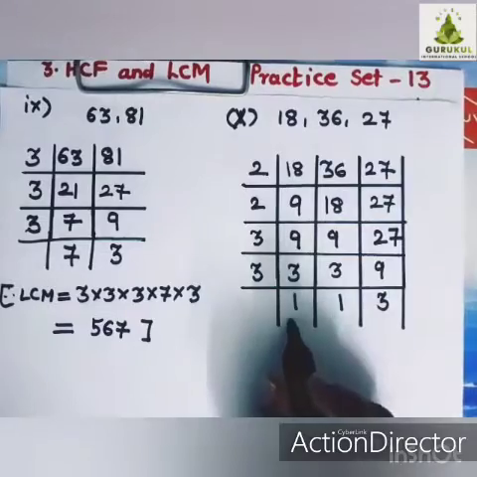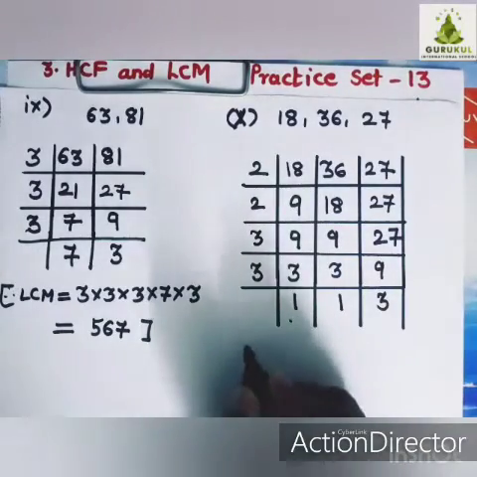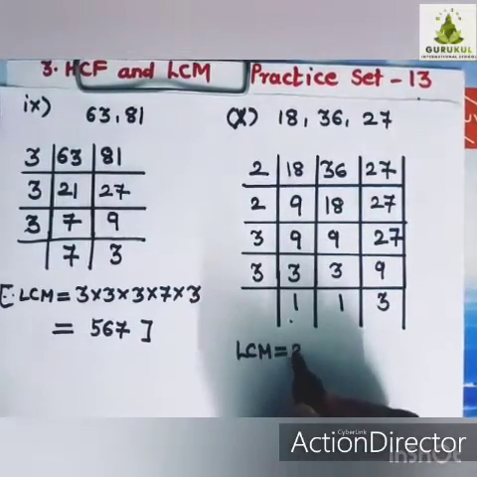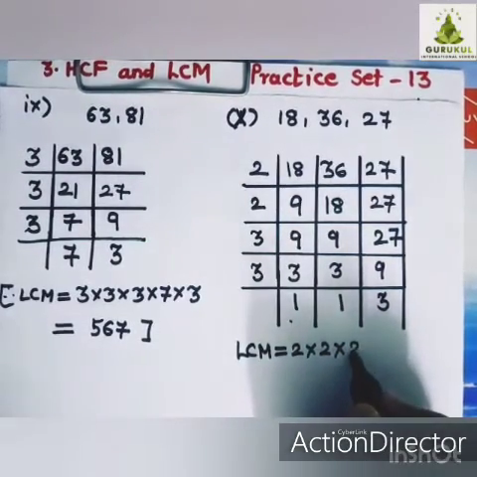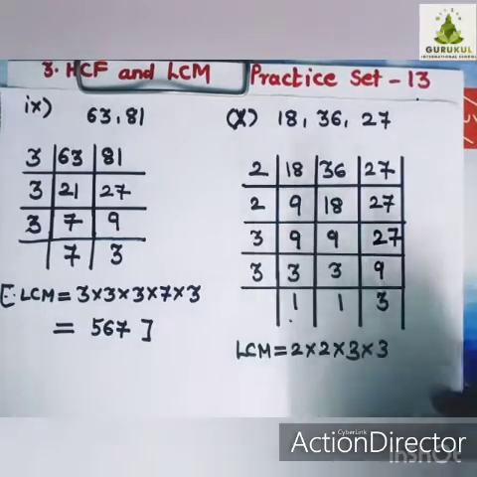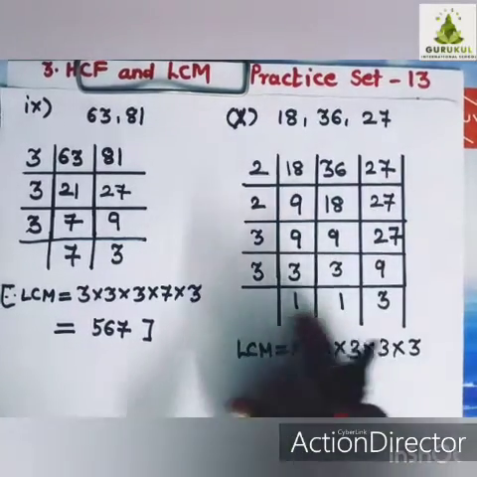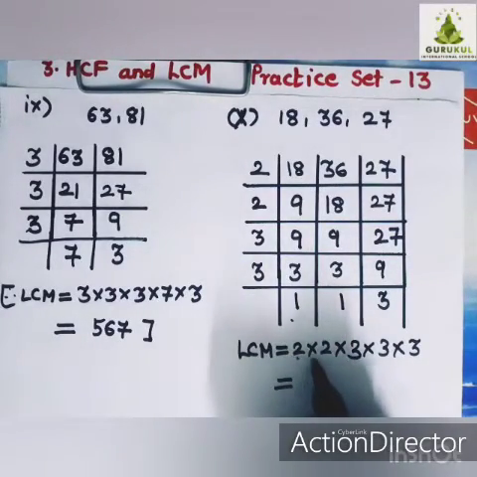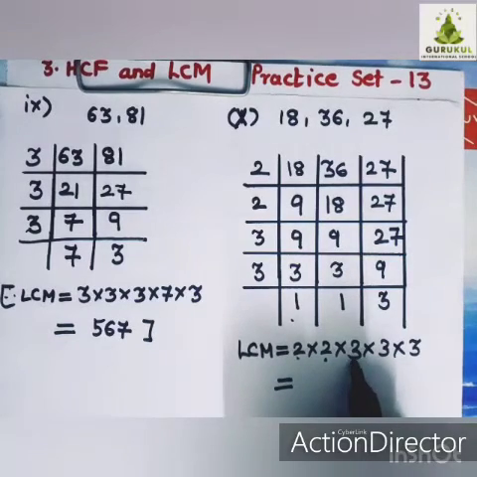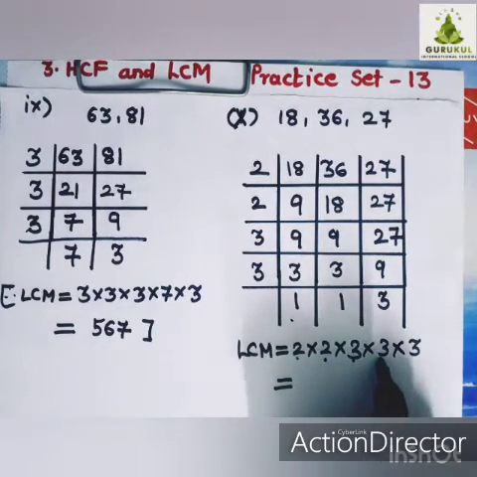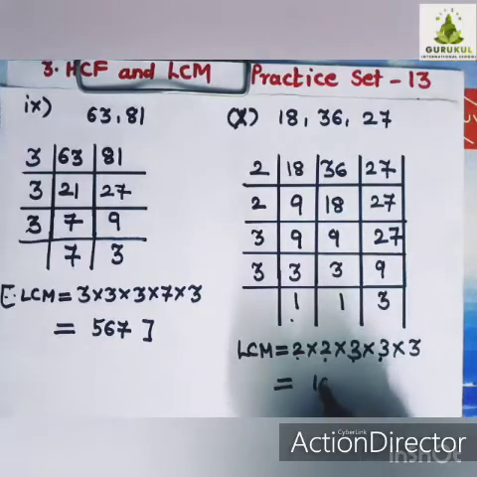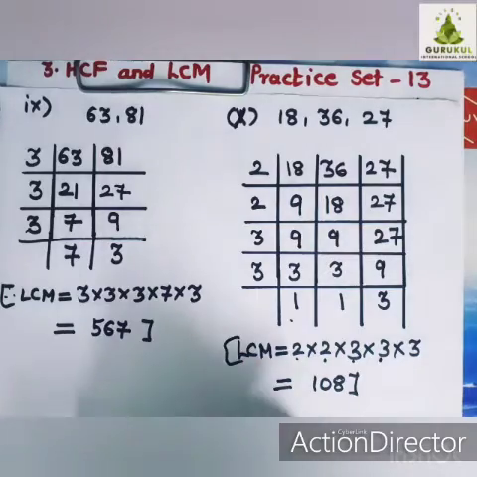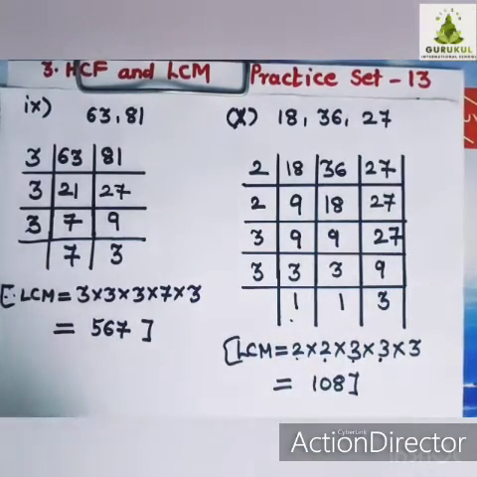So once we get prime numbers on both sides, we have to write down the factors. That is 2 into 2 into 3 into 3 into 3. This one I am not writing; even if you write, it's okay. Do the multiplication. 2 twos are 4, 4 threes are 12, 12 threes are 36, 36 threes are 108. So this will be the LCM for the last sum.